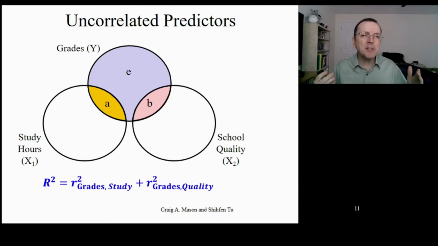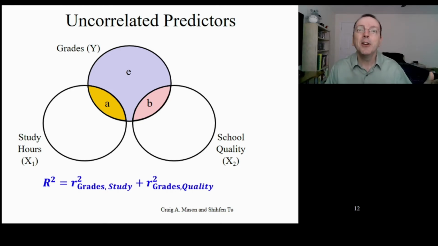And second, what happens to the effect of study hours if we add or drop school quality from the model? In other words, what would happen to A if we have school quality in the model or we don't have school quality in the model? Nothing happens. The effect of one variable doesn't change at all when we add or drop variables that are uncorrelated with it. And it's not just the effect in terms of variance. Think about it. If the effect doesn't change, then the effect doesn't change. It doesn't matter whether we describe the effect in terms of variance or unstandardized regression coefficients or standardized regression coefficients.